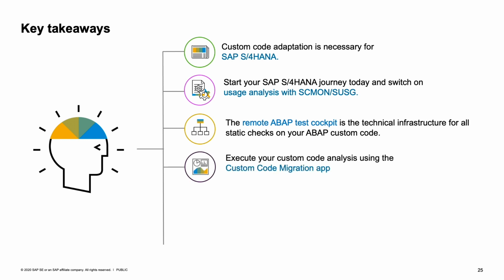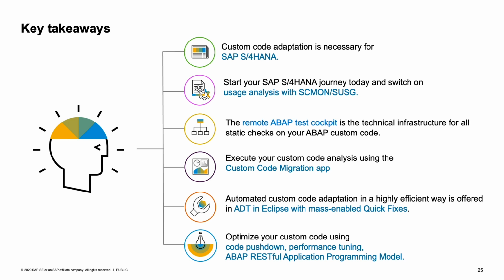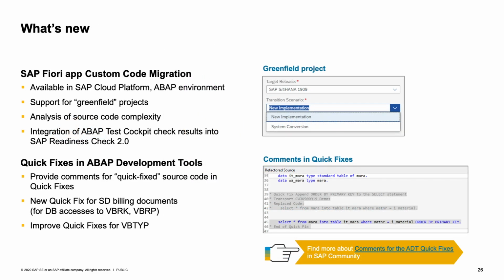And we recommend to execute custom code analysis for S4HANA using the custom code migration app. And the ABAP development tools in Eclipse with mass-enabled fixes is the tool of choice for the automated custom code adaptation. Also, later on, we recommend to optimize your custom code using different code pushdown techniques, performance tuning, and start to develop using ABAP RESTful application programming model.